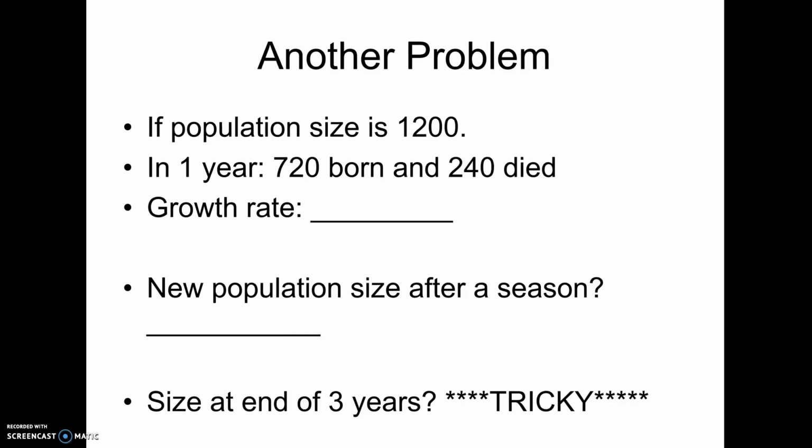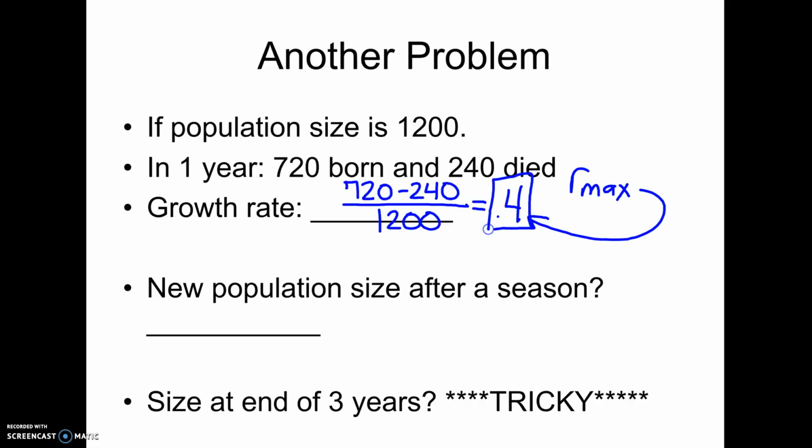So another problem. Population size is 1,200. In year one, and when I say one year, let's just assume this is a generation, 720 births, 240 deaths, and they want to know the growth rate. So they're asking you for R max. That's going to be 720 minus 240 over 1,200. Again, 720 minus 240 is just going to give us our difference in births and deaths. But if we're looking for the actual rate of growth, we would have to divide that by 1,200. So 720 minus 240 gives me 480. And if I divide that by 1,200, I get a growth rate of 0.4. So that is our R max, 0.4.